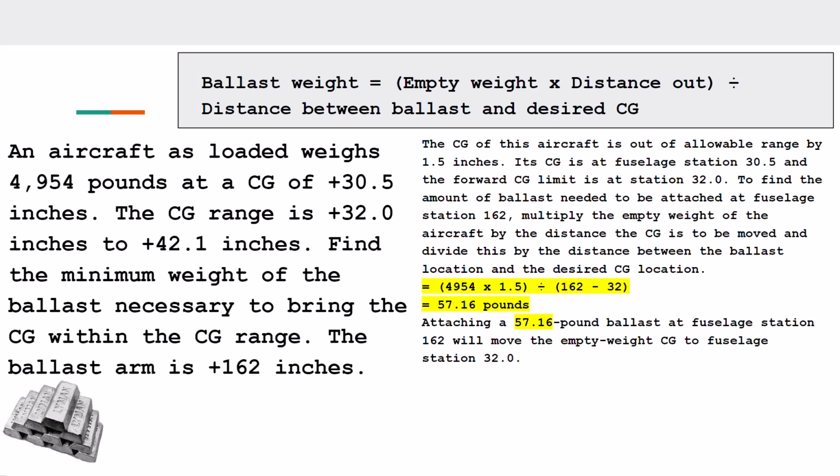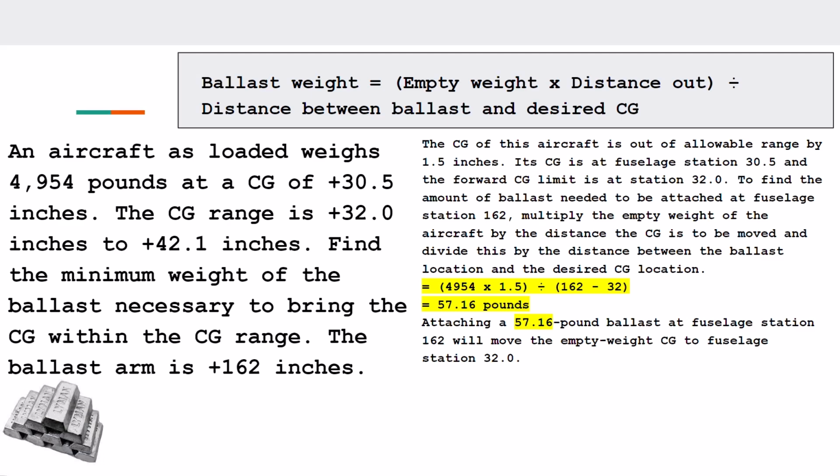Okay, if you look at the highlighted point, we can see our empty weight is 4,954 pounds. Our distance out of range from our CG range is 1.5 inches, and we divide that by the distance between ballast and desired CG. So what does distance between ballast and desired CG mean? It means your ballast station minus your desired CG station. So our ballast station is 162 minus 32, where we're trying to go to. If you subtract those two, that will give us the distance between the ballast and desired CG.